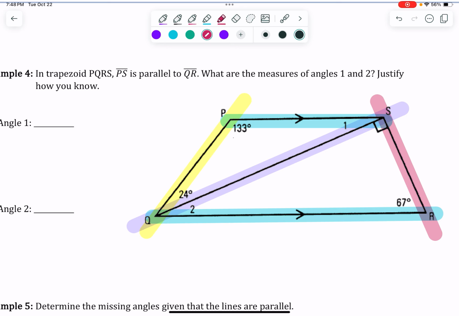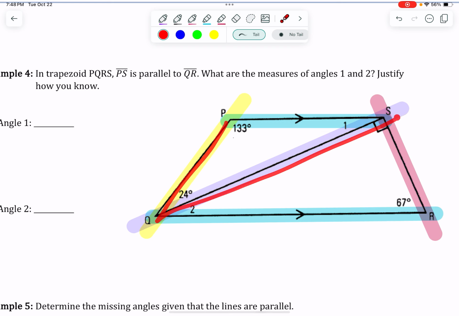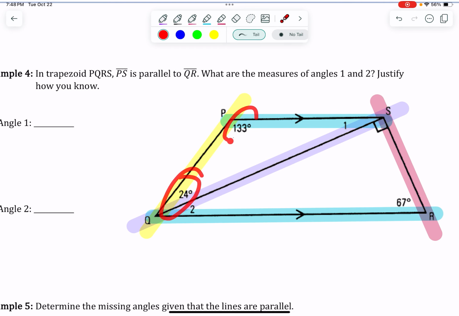Angles 1 and 2. Looks like we have enough information to solve for these in any order we want. There are a bunch of ways we can go. First thing I personally see is that we've got a triangle. And we know that the sum of the interior angles of a triangle has to be 180. I know 2 of those angles, so I can subtract them from 180 to get angle 1.